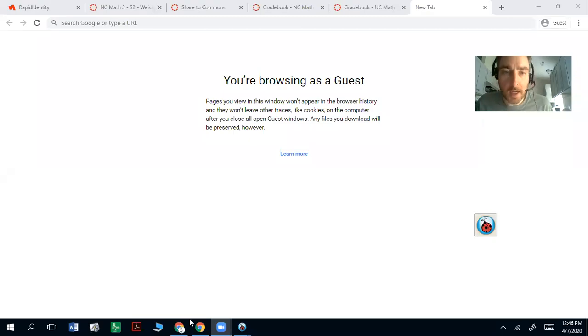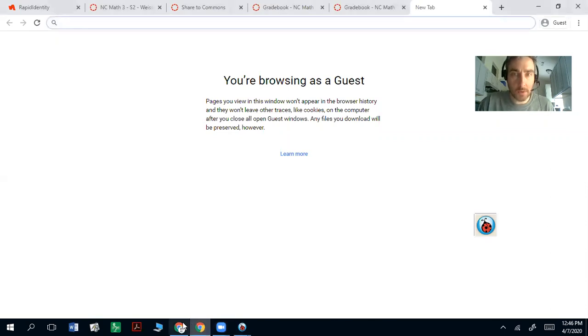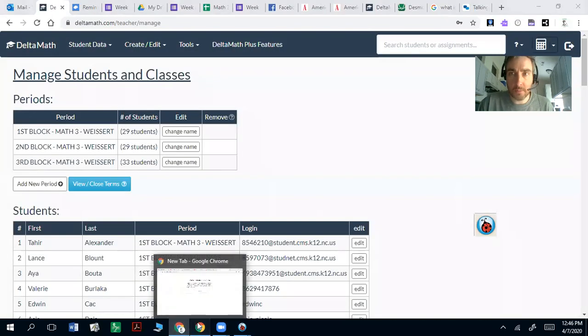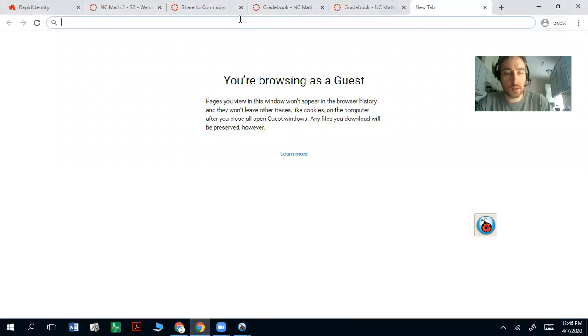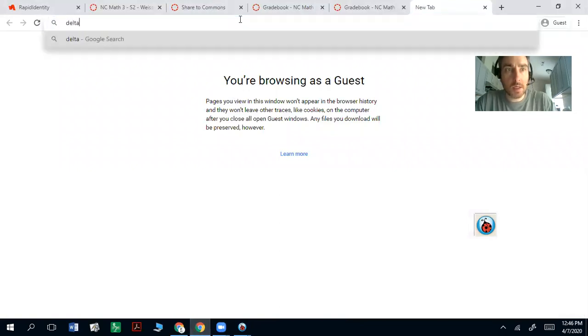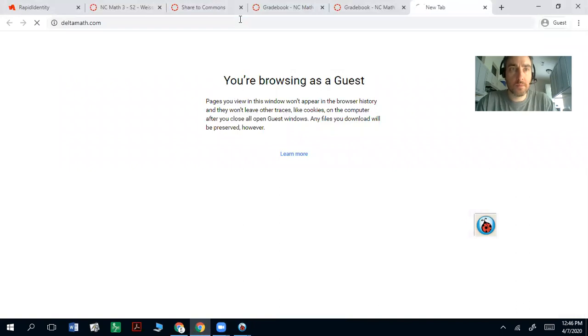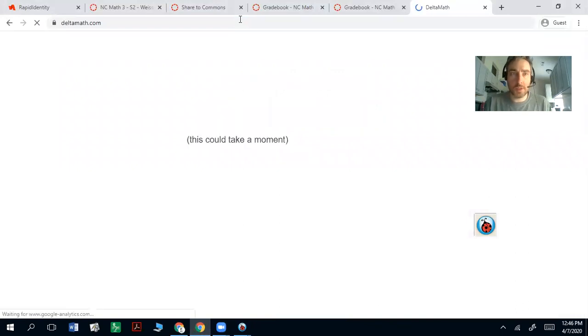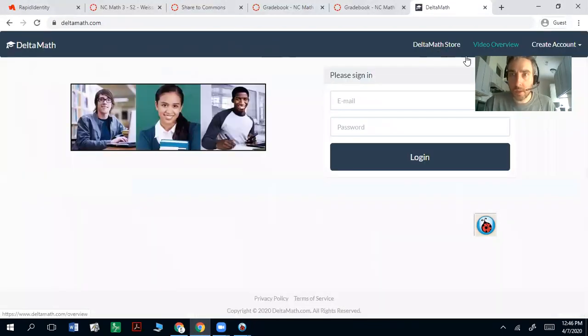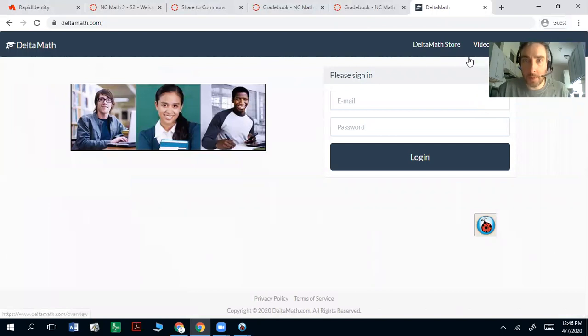Delta Math, this is going to be a little bit harder for me to go over since you have different problems, but I'll give it a shot. First of all, for those of you that are still having a hard time getting into Delta Math, or maybe you just don't remember your username or password, please email me and I can get that to you.